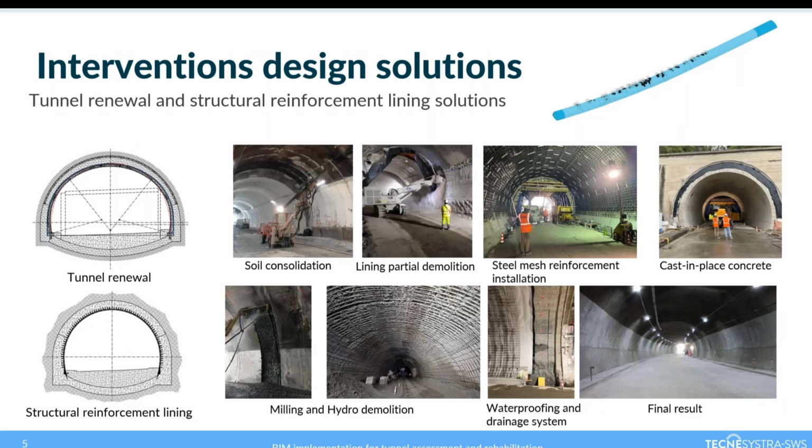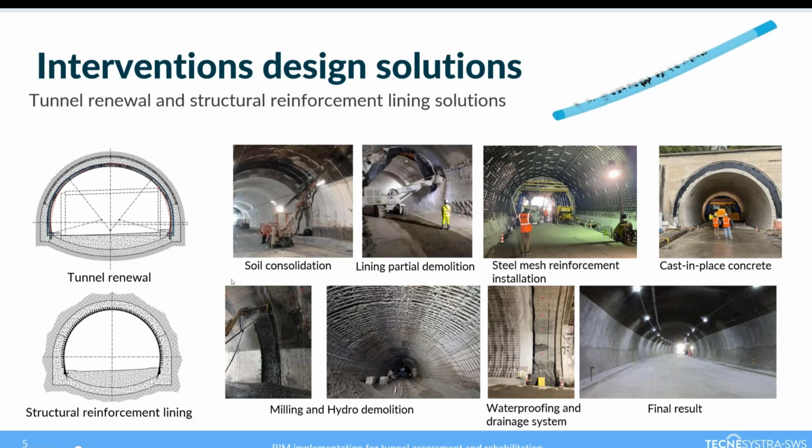So the data and defects are analyzed, and from this analysis, the design solution is decided. In the interventions design, there is the need to limit the impact on the highway traffic, so the program implementation requires innovative technical and technological solutions, that is, the optimization of structural intervention and automation and speeding up of the operations. So these solutions can comprise the tunnel renewal or the structure reinforcement lining.